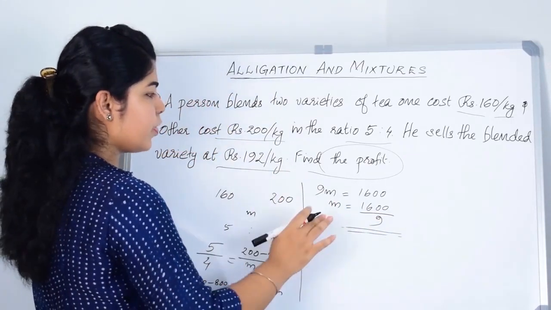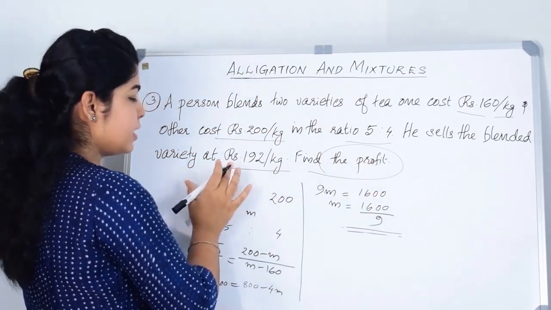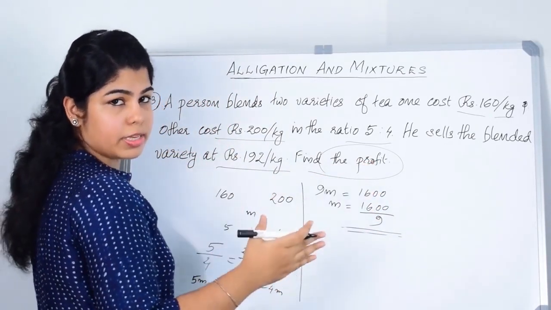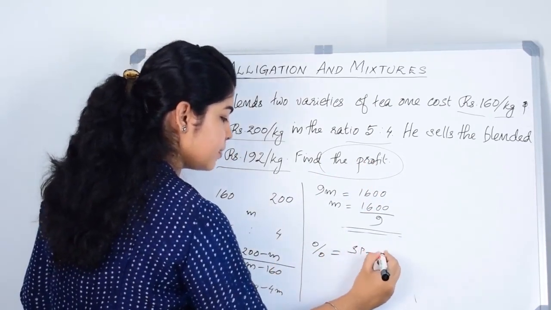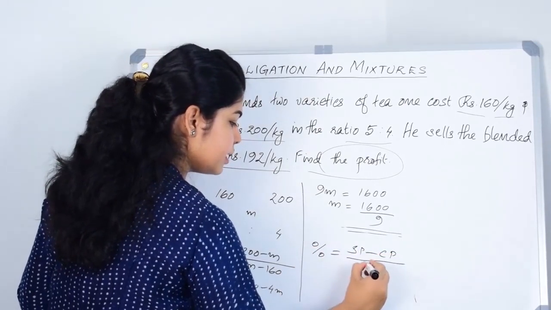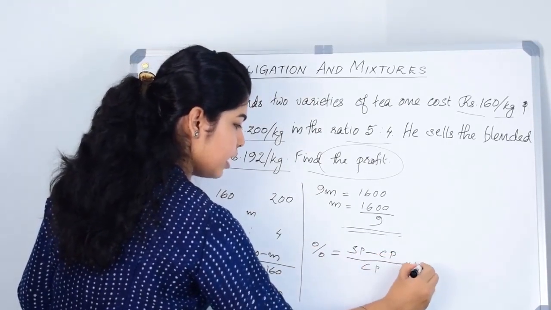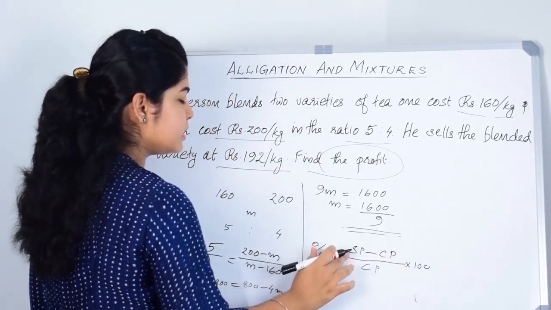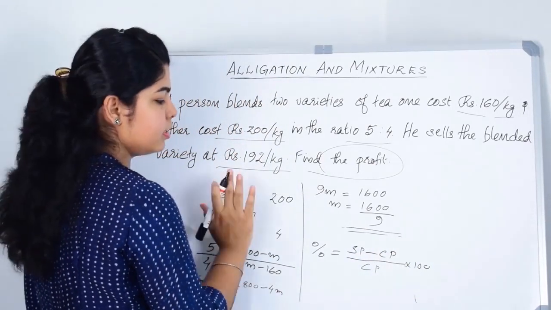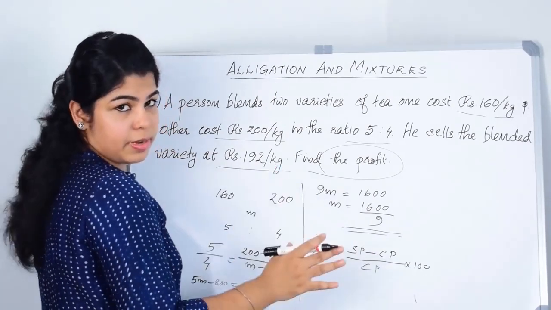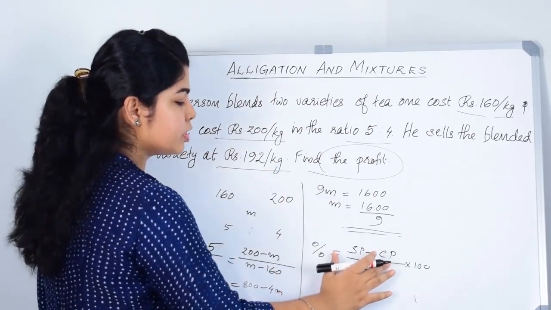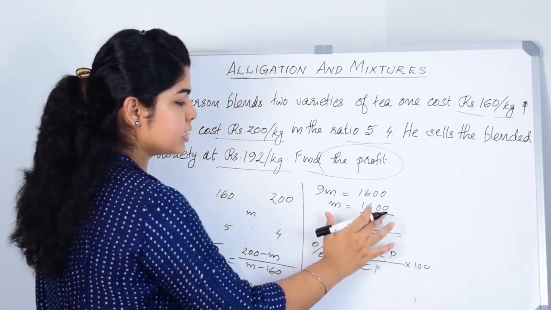Now it is asked to find the profit and the selling price is given. How can we find the profit? Profit percentage is equal to selling price minus cost price divided by cost price into 100. So we have the selling price, it is given in the question, and what is cost price? Cost price is always the mean price. So we can substitute the CP with 1600 by 9.